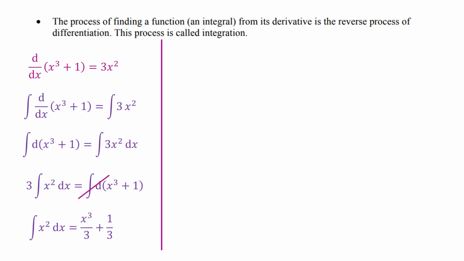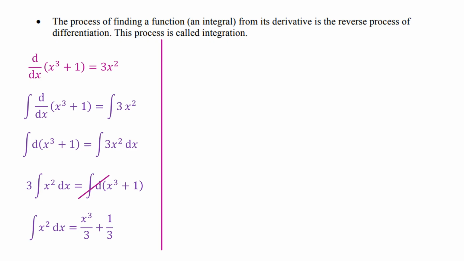So if you think about it, if I ask you to differentiate x cubed over 3 plus 1/3, you get 3x squared over 3 plus 0, right? Because when you differentiate 1/3, you get 0. So 3x squared over 3 will give you x squared, which is what we're supposed to be finding, the integral.